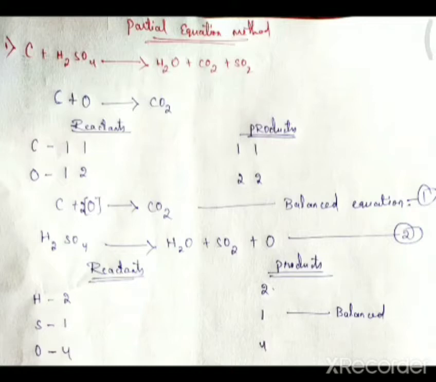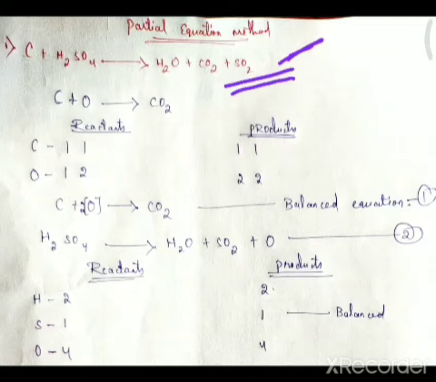So in the last video, we balanced some equations by the partial equation method. Let's see more examples. Okay, so here this is the equation: C plus H2SO4, that is your sulfuric acid, that gives your water, carbon dioxide and sulfur dioxide.